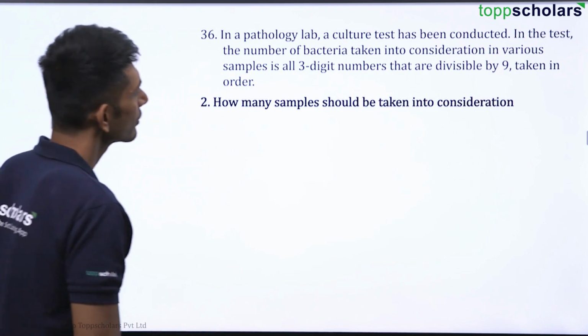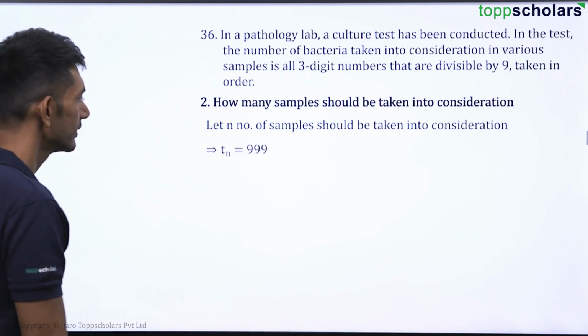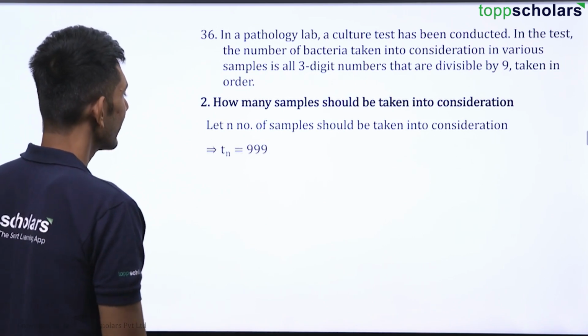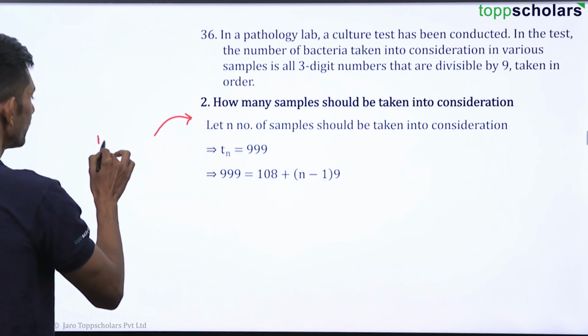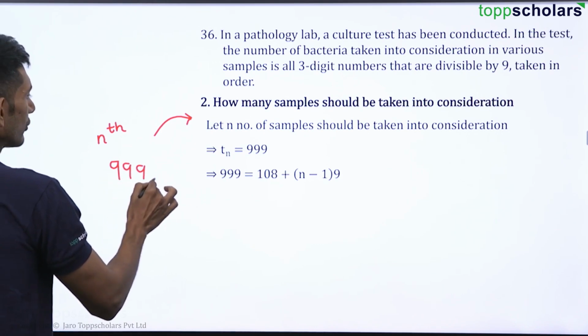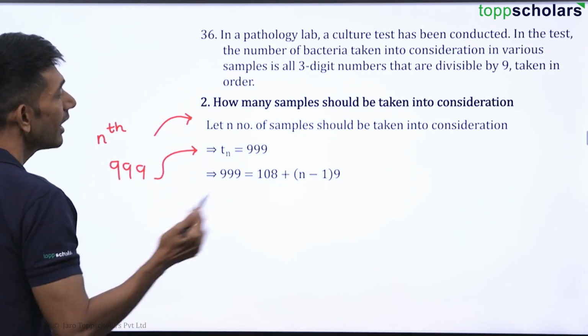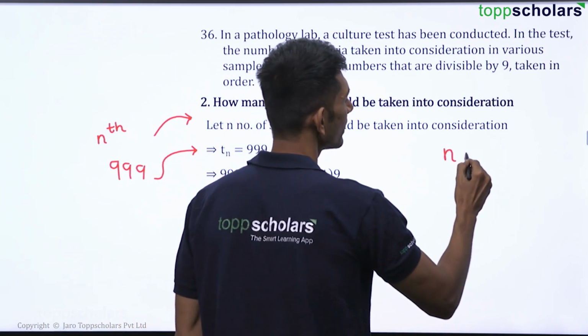How many samples should be taken into consideration? How many total samples must be taken into consideration? See, Tn is already given 999. Because the nth term is the last term, which is 999. So Tn is 999. How many? Whenever they say how many, you are supposed to find out n. Always remember this.